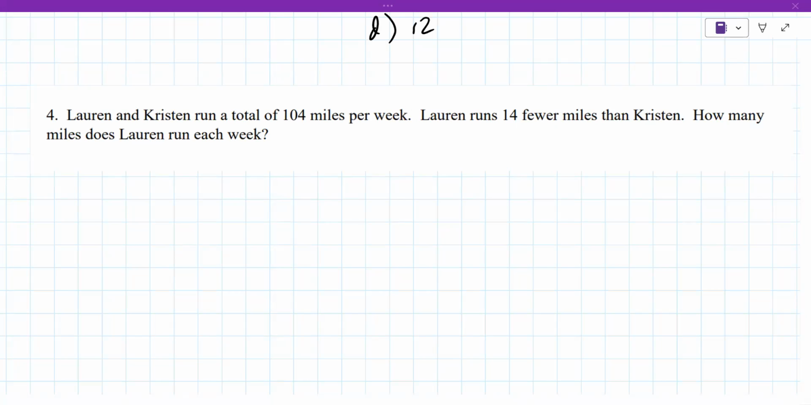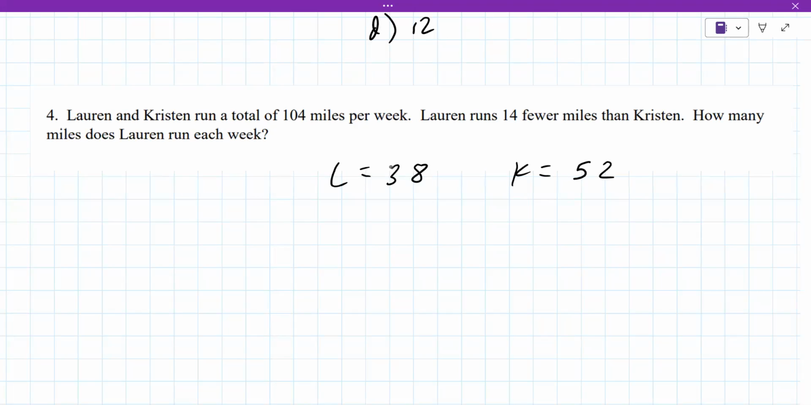So 104 divided by 2 is 52. 52 minus 14 is 38. Does Lauren run 38 miles a week? So if Lauren runs 38, she runs 14 fewer than Kristen. That means Kristen is going to run 52.